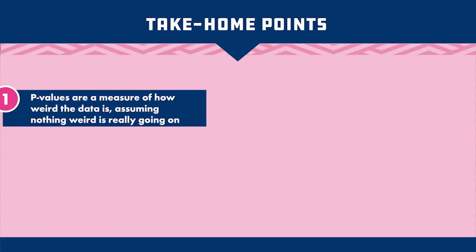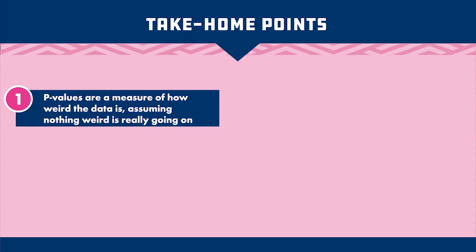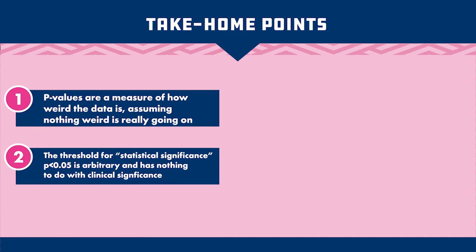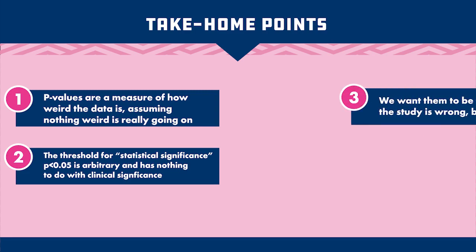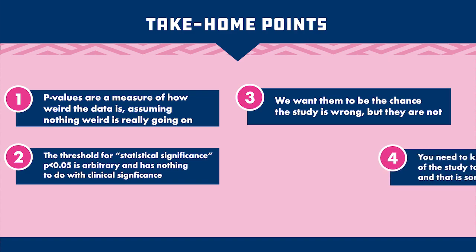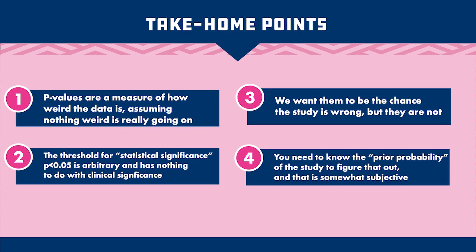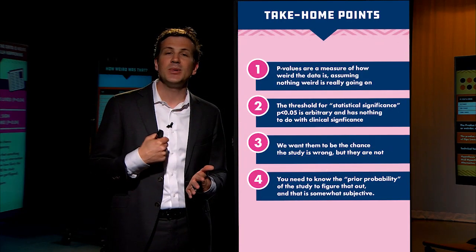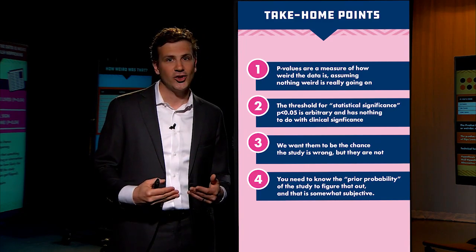So here are our take-home points for today. P-values are a measure of how weird the data is. I'm going to say it again: assuming nothing weird is actually going on. The threshold for statistical significance, p less than 0.05, is arbitrary and has nothing to do with clinical significance. We want p-values to be the chance that the study is wrong, but they are not. Remember, p-values assume that the thing isn't working, that the medication doesn't work. They don't tell us how likely it is that the medication works. You need to know the prior probability of the study to figure that out, and that is somewhat subjective. So interpret a p-value in the context of your prior belief that the thing that is being tested could actually work.